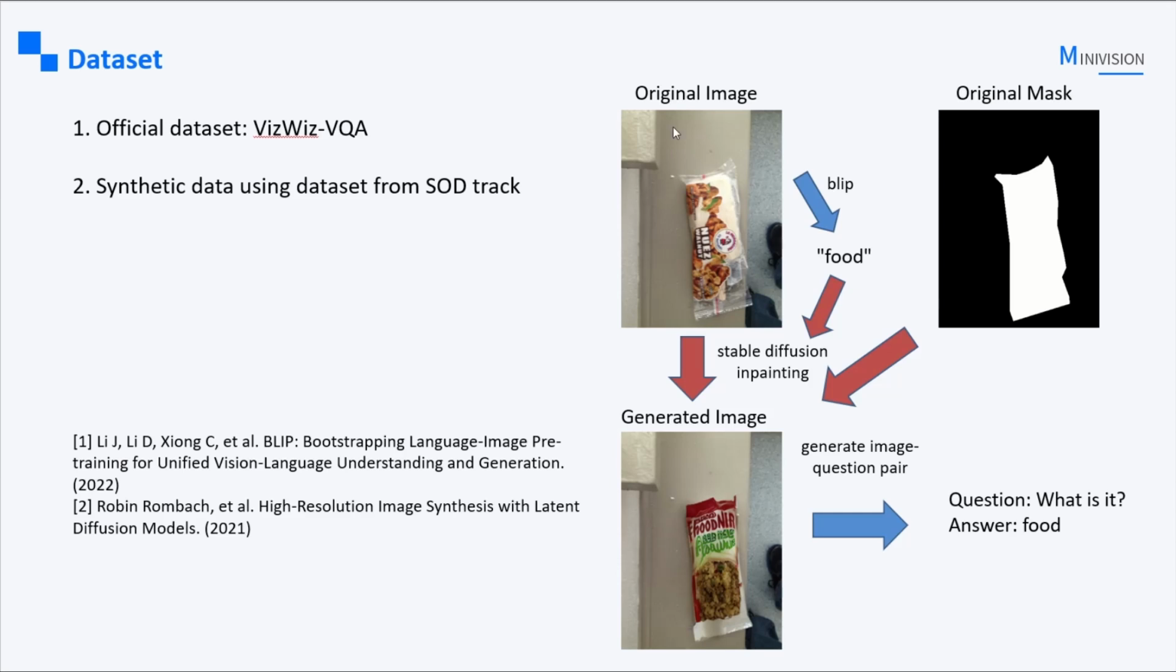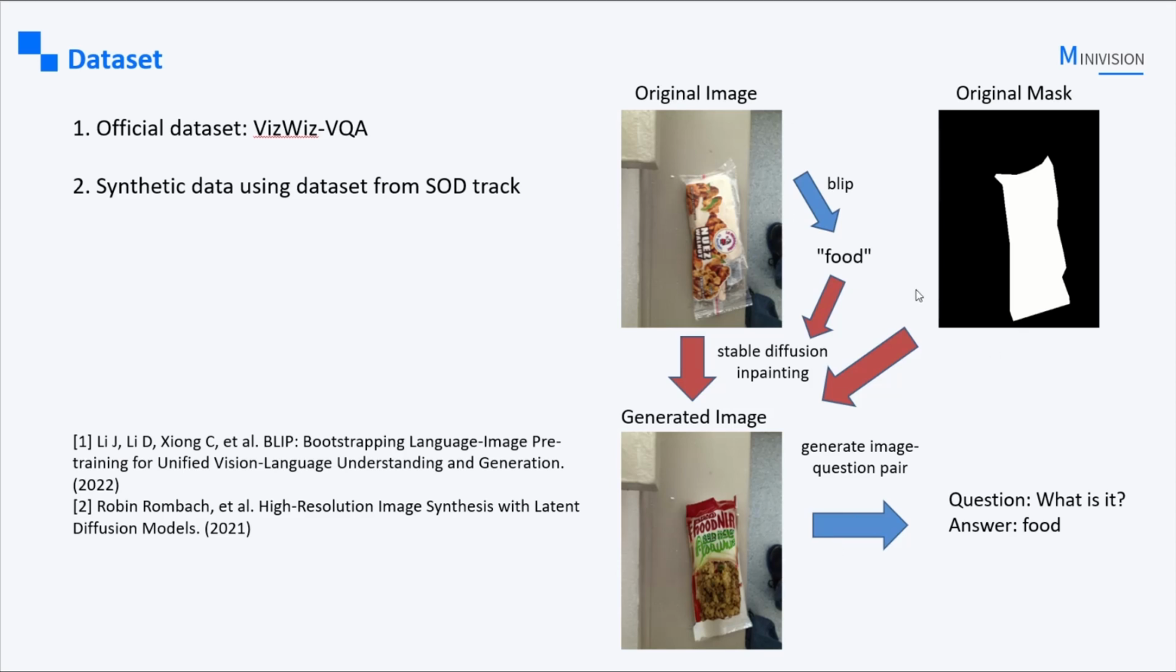Next, we took the original image, the corresponding mask from the SOD training dataset, and the caption we got from BLIP, and fed them into the Stable Diffusion model. We used its inpainting feature to create synthetic image data associated with food. Finally, we simply generate an image-question pair, like this.